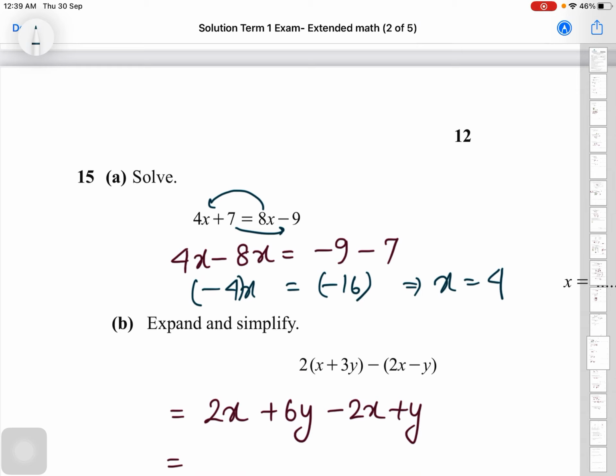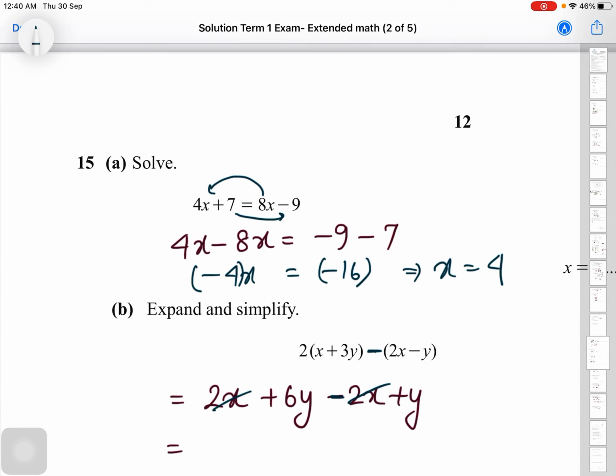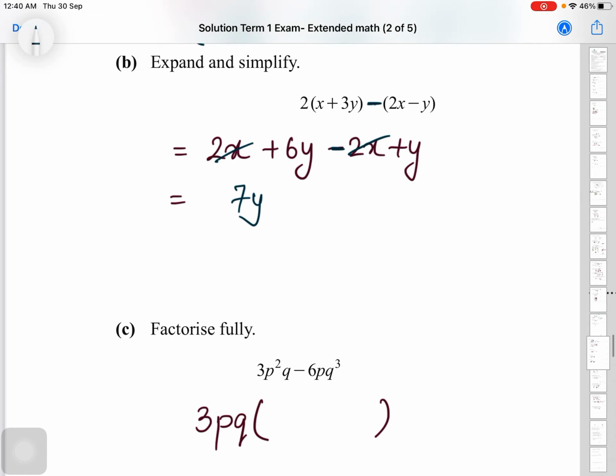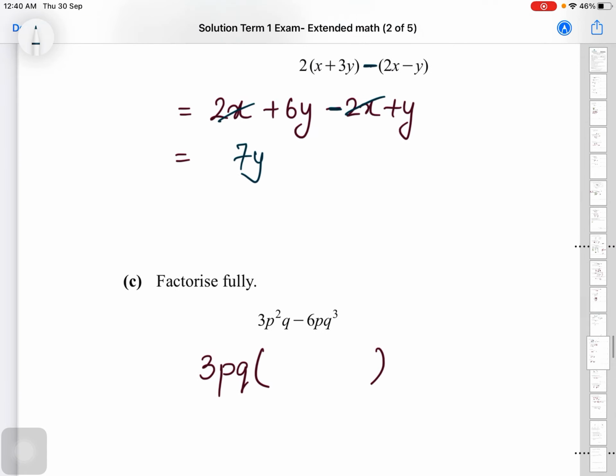Expand and simplify. Open the brackets. 2x plus 6y, and because of minus sign, these will change. Ultimately, plus 2x minus 2x will cancel, and 6y plus y will be 7y. That's the answer. Factorize fully. From here and from here, you can take 3pq common. You will be left with p minus 2q square. You cannot factorize further. This is the answer.